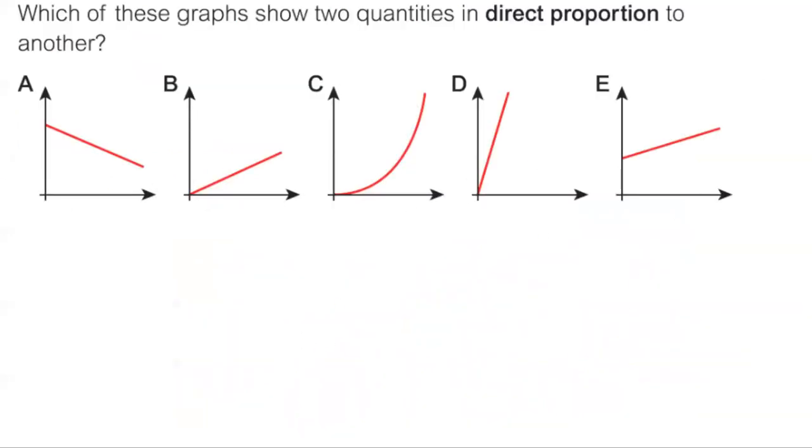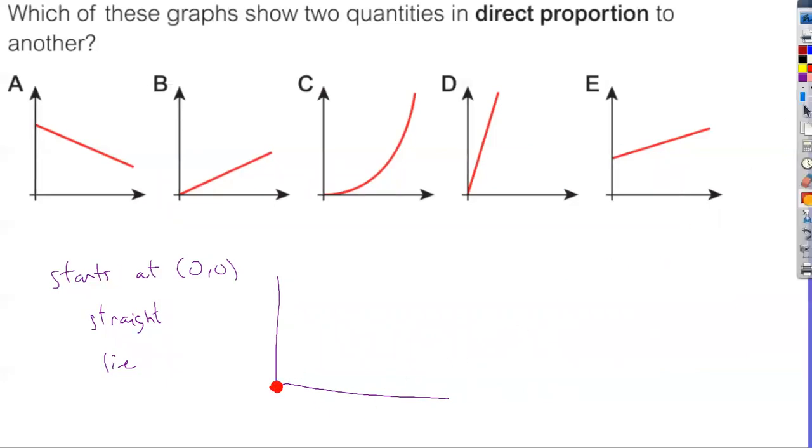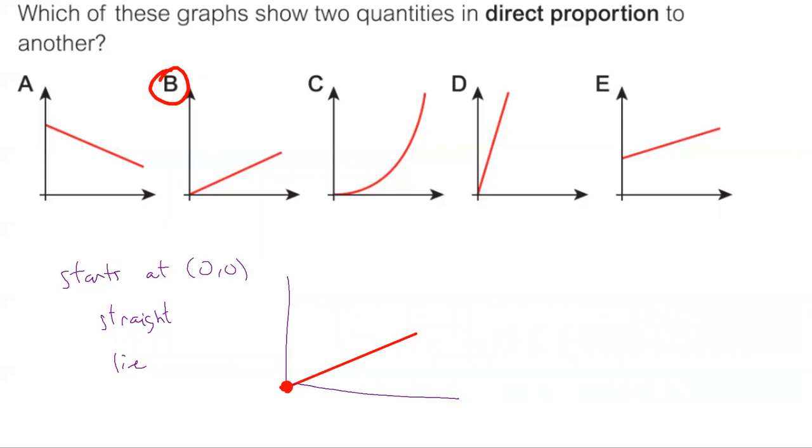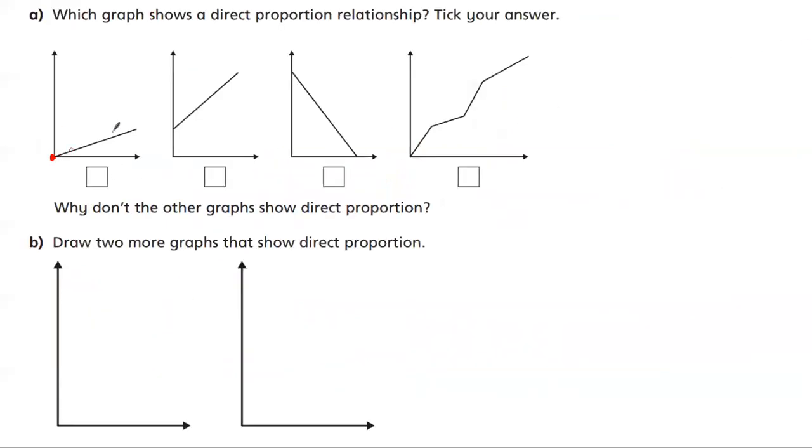Right, if something's in direct proportion, it's been a while since we did this, it's a graph that starts at 0, 0, and it's a straight line. So it has to begin here, and it has to be a straight line. Now, I don't care what the gradient is. It could be any slope, as long as it's a straight line. The only one that's like that out of these was B. So 0, 0, straight line, it's that one. Not that, not that, and not that.